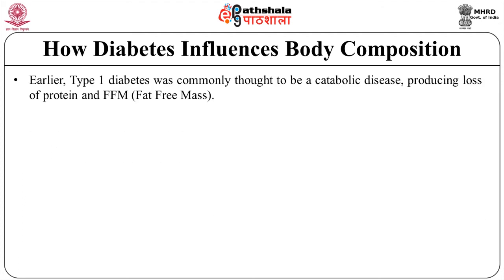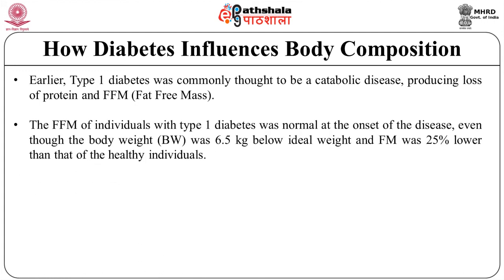Now let us know how diabetes influences body composition. Earlier, type 1 diabetes was commonly thought to be a catabolic disease, producing loss of protein and fat-free mass. The fat-free mass of individuals with type 1 diabetes was normal at the onset of the disease, even though the body weight was 6.5 kg below ideal weight and fat mass was 25% lower than that of healthy individuals.